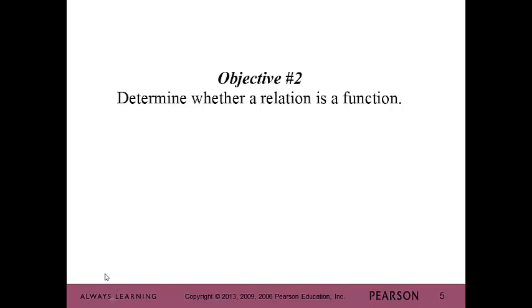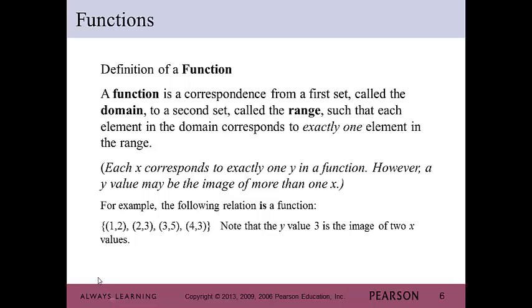Alright, second objective. Now we want to determine whether a relation is a function. Remember, a relation is any set of ordered pairs. Now the question is, is it a function? So let's go through our definition. A function is a correspondence from a first set, called the domain, to a second set, called the range, such that each element in the domain corresponds to exactly one element in the range.